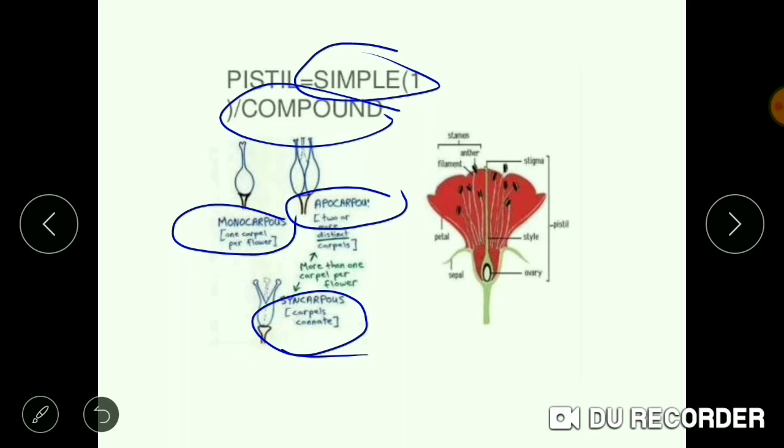So pistil is of two types, simple and compound. The simple pistil consists of one carpel, while the compound one consists of two or more than two. If they are present distinctly, separately, they are said to be apocarpous. If they are joined, they are known as syncarpous.